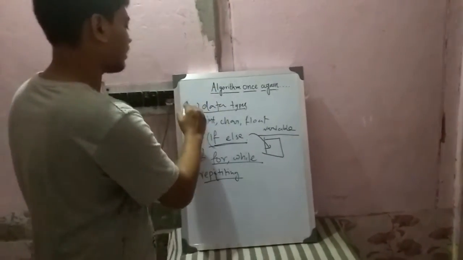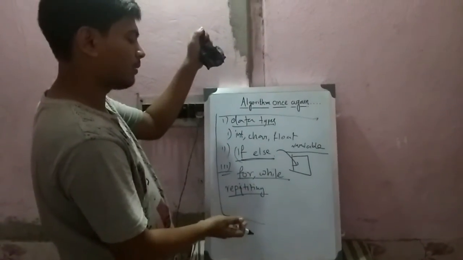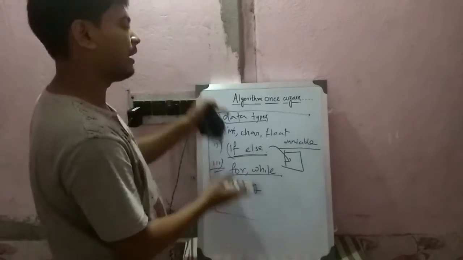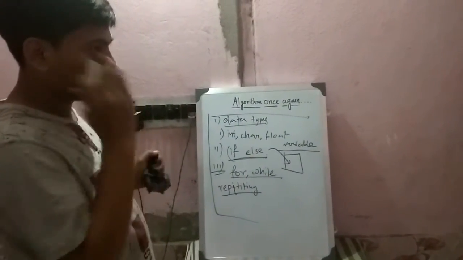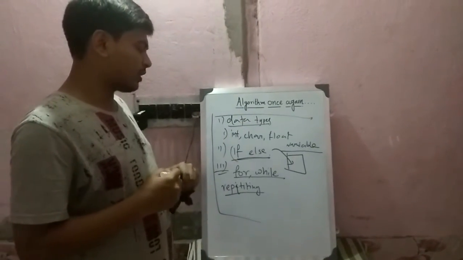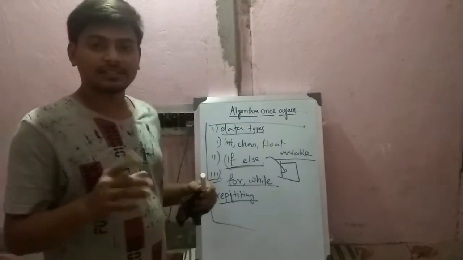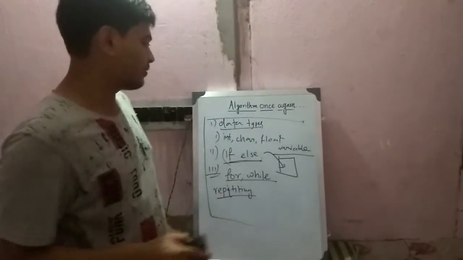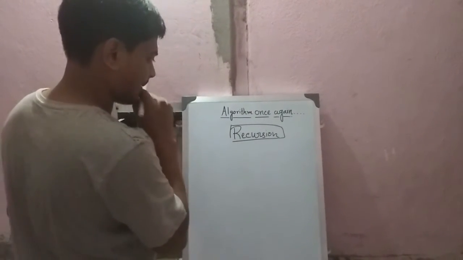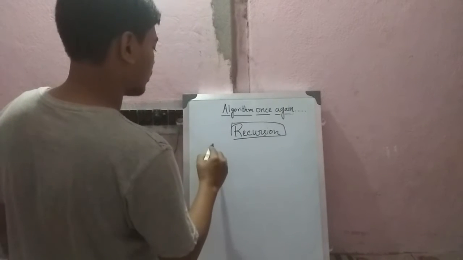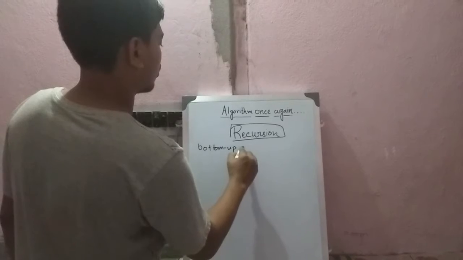Okay, so these things are the basic building blocks of a program. In a big program we use these things. These are the fundamental things. So I think that one more concept should be in this basic building block, that is recursion. Recursion is about repeating stuff. The main difference between iteration and recursion: in iteration we use the bottom up approach.